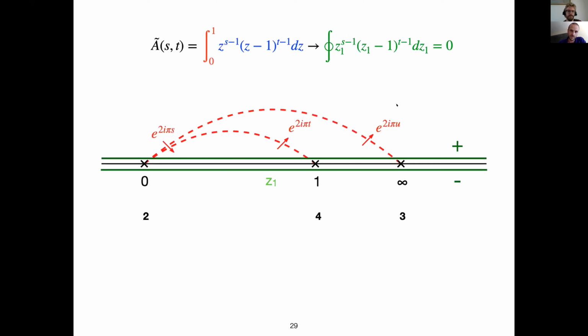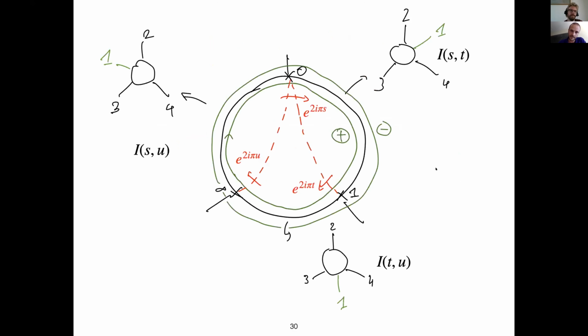And just to represent what these guys are, I've drawn the same picture, but on the real axis being compactified to this circle. The plus contour is the one that goes through the cuts, then the minus contour is the one that doesn't go through the cuts, okay?